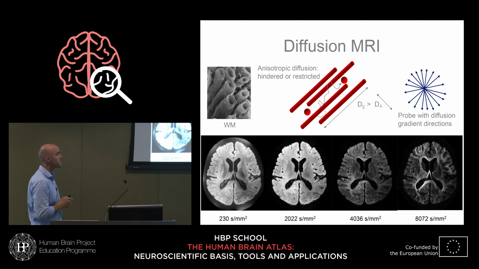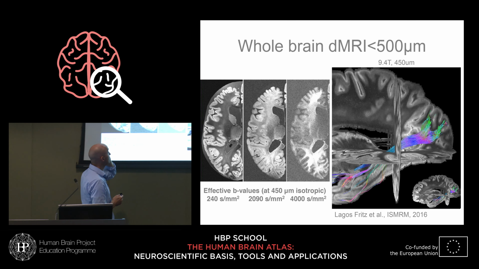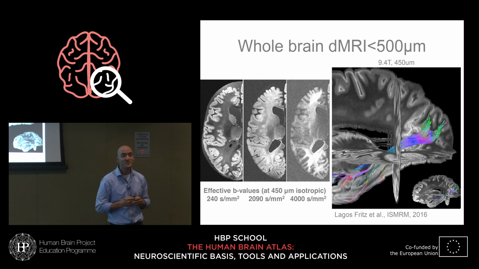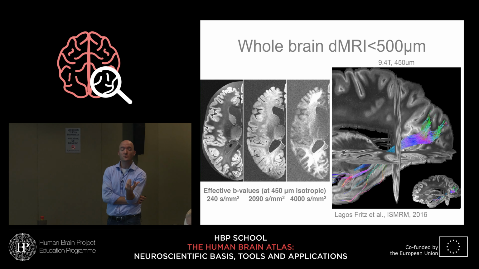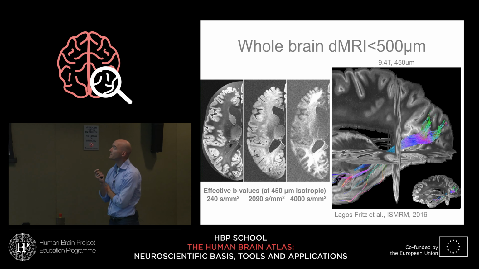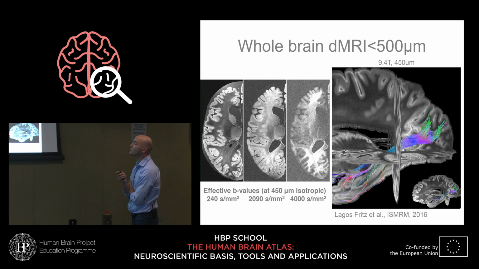So for instance, here's some work that we did on a so-called steady state free precession sequence, which is one of the different sequences that you don't tend to use in vivo. And we got down to 450 micron isotropic. So that is more than 8 times, let's say 10 times the best that can be done in vivo.